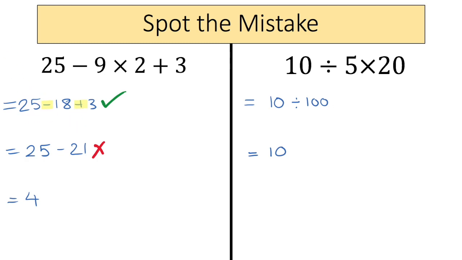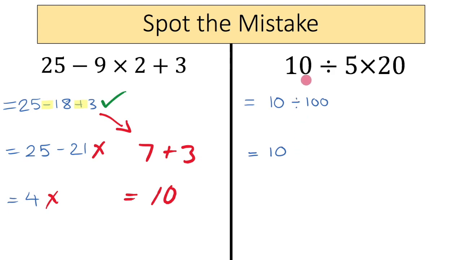So let's now write down what they should have done. From this step, what they should have done is 25 minus 18, that's 7, then plus 3. Then they should have gone 7 plus 3 is equal to 10. So the correct answer to this question is 10, not 4. So that's also incorrect. How did you go with answering this question now?